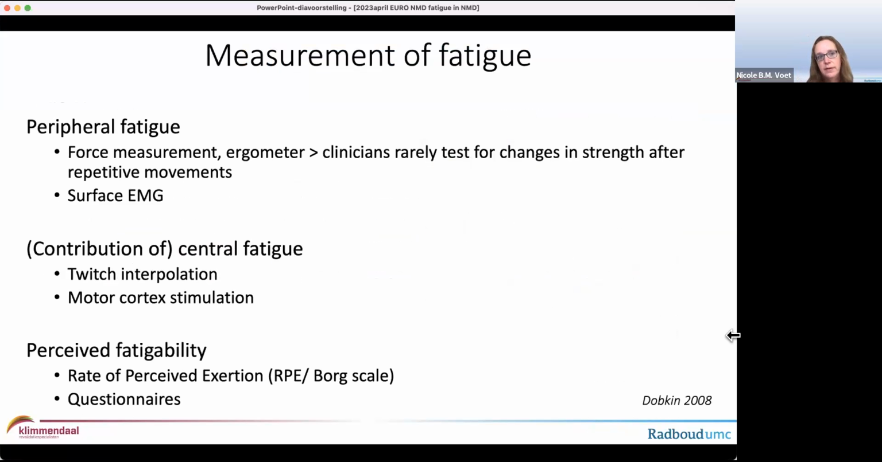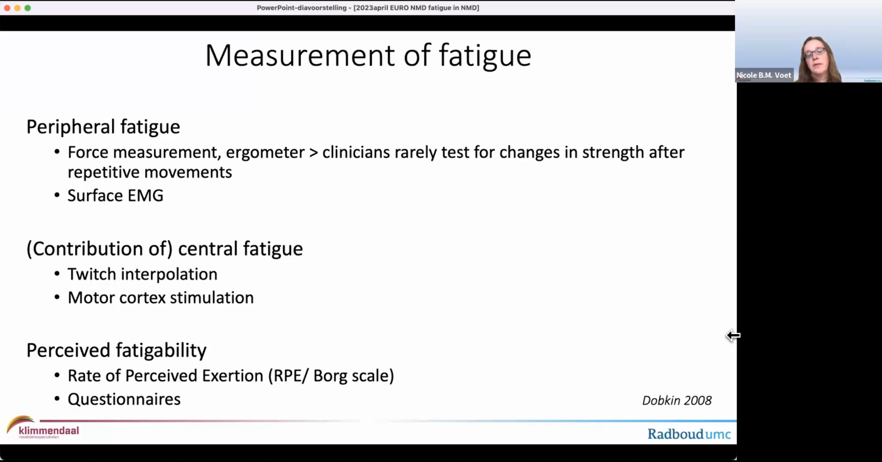And how can we measure fatigue? First, peripheral fatigue can be measured by the measurement of force or using an ergometer. And watch out, clinicians rarely test for changes in strength after repetitive movements. Or in other words, they ask their patients to give maximum strength, but that's only for a couple of seconds. But in daily life, you are asked to give strength for many hours. That's different from the strength tested in the consulting room.